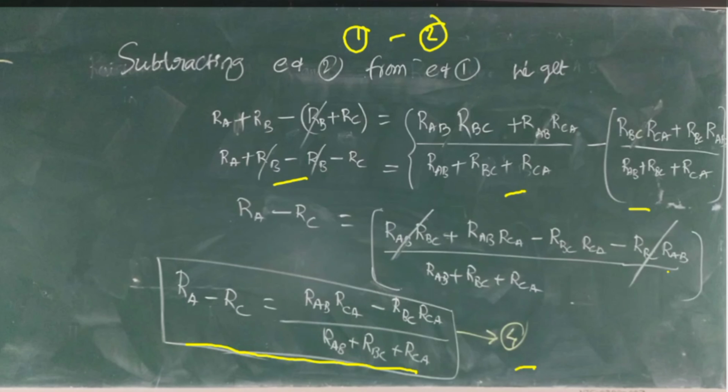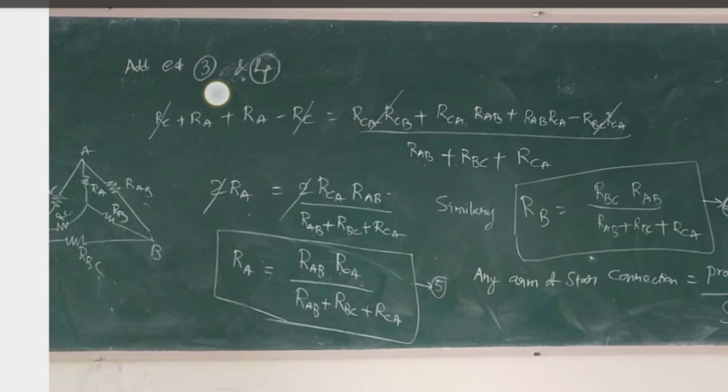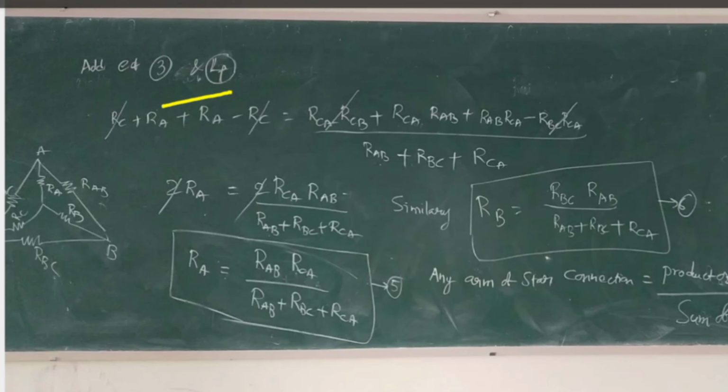Similarly, we are doing another one. Add equations 3 and 4. If you add the equations 3 and 4, what will you get? RC plus RA plus RA minus RC. RC gets cancelled, you get 2 RA. Similarly, here also RBC RCA, RBC RCA get cancelled. Finally, you will get RA plus RA, 2 RA, equal to 2 RCA RAB by RAB plus RBC plus RCA. Now, if you cancel the 2 on both sides, RA equal to RAB RCA by RAB plus RBC plus RCA.